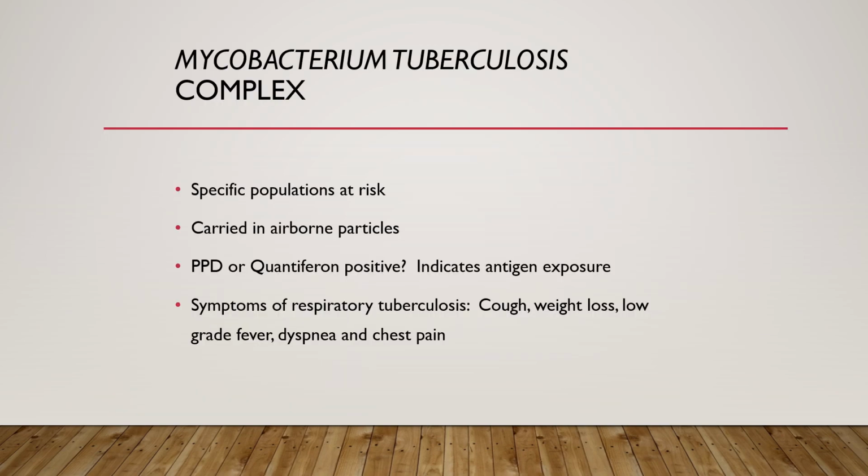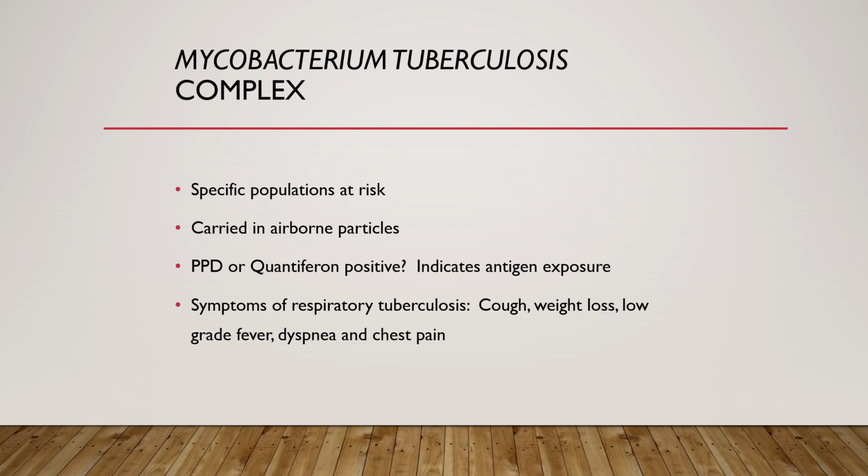There are a number of specific populations that are at risk of developing Mycobacterium tuberculosis. Some of those populations include ethnic minorities, homeless people, prison inmates, alcoholics, IV drug users, and also the elderly. The Mycobacterium tuberculosis organism is carried in airborne particles. It's carried and transmissible by coughing patients.